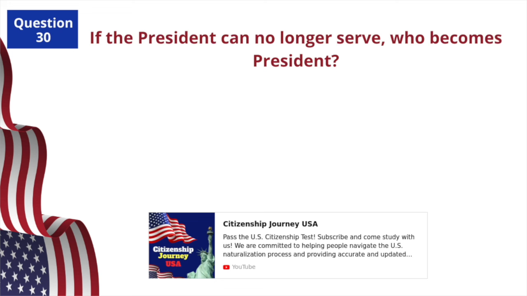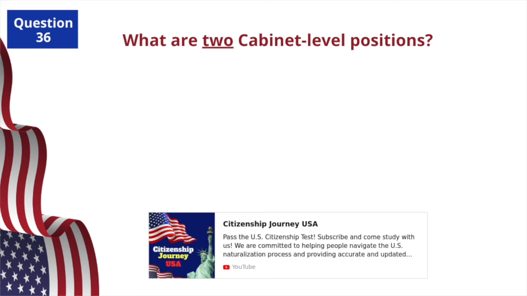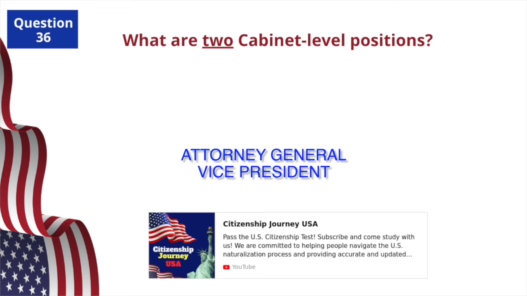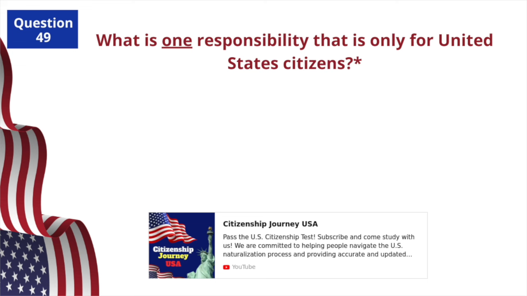If the president can no longer serve, who becomes president? The vice president. What are two cabinet-level positions? Attorney General, Vice President. What is one responsibility that is only for United States citizens? Serve on a jury.